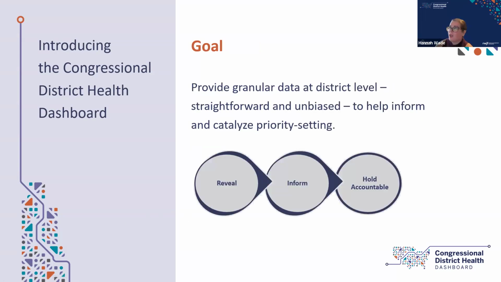Our goal is to provide granular data at the district level that is straightforward and unbiased, as well as trustworthy, to help inform and catalyze priority setting. Data can illuminate challenges and assets in communities that might otherwise be hidden. Data can inform effective policy solutions and really show that what might work in one community might not work in another. And data can also be held to hold leaders accountable to ensure that they're living up to their commitments and responsibilities.